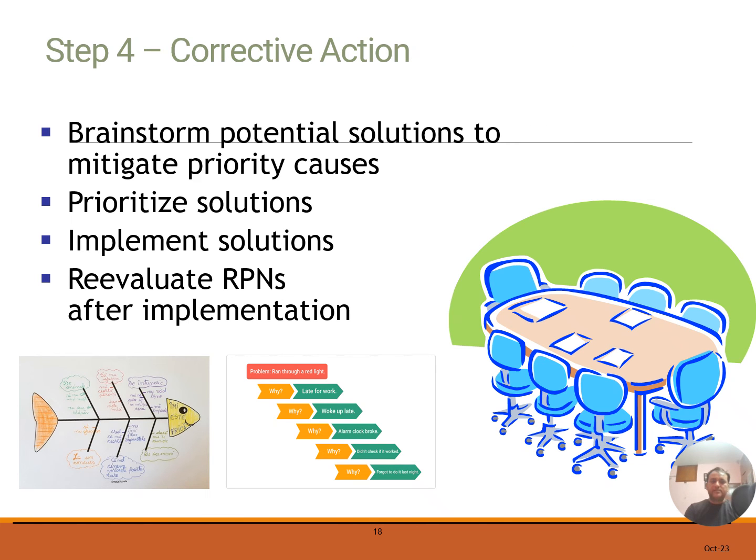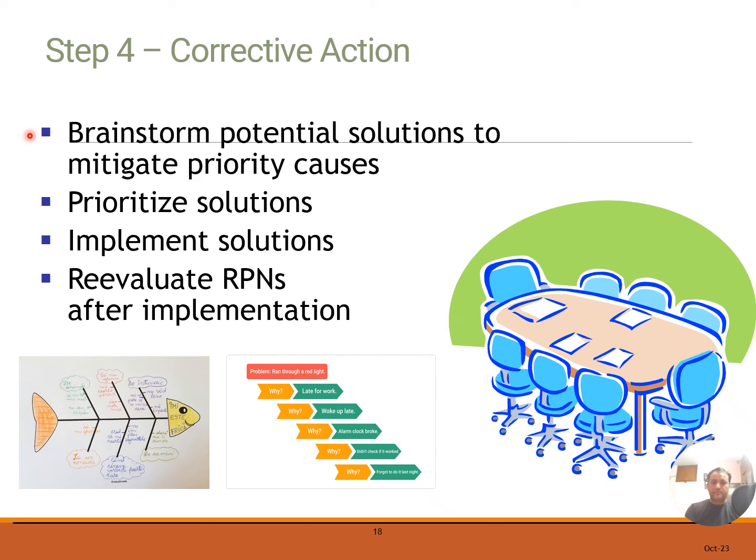Now let us look at step 4 of the FMEA process, corrective actions. This phase marks a crucial turning point where the insights that we have gathered from the previous steps are transformed into proactive solutions. This ensures the continuous improvement of our processes. Let us explore the key activities in this stage.